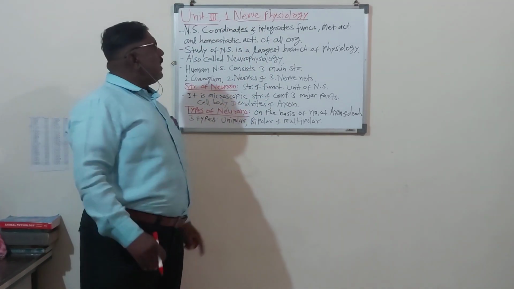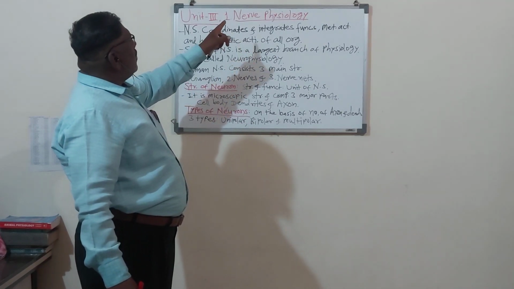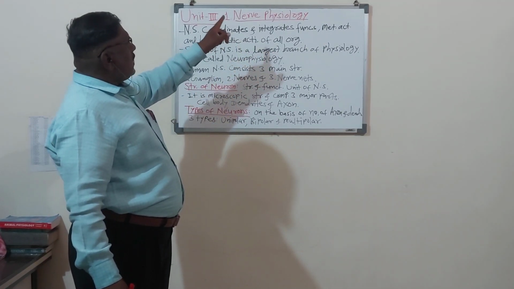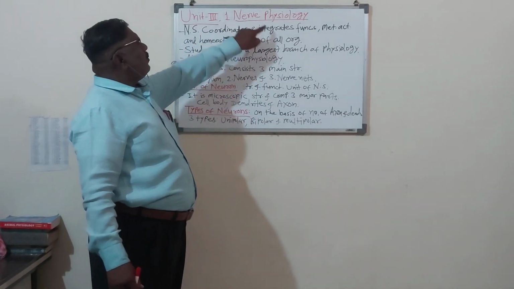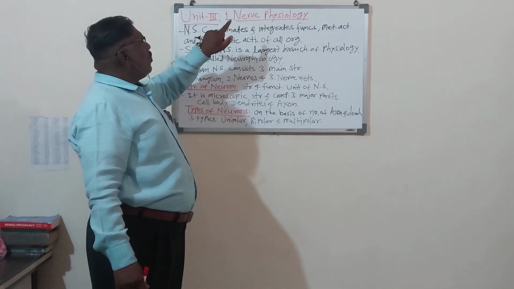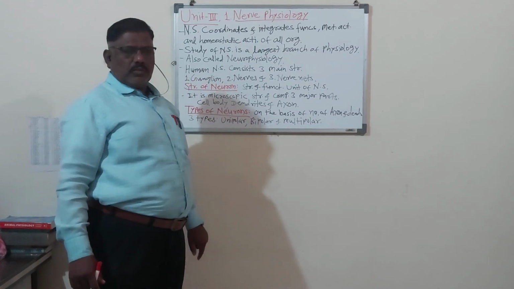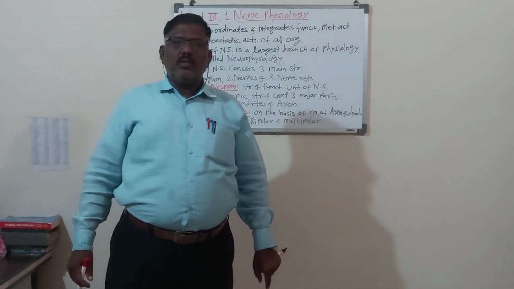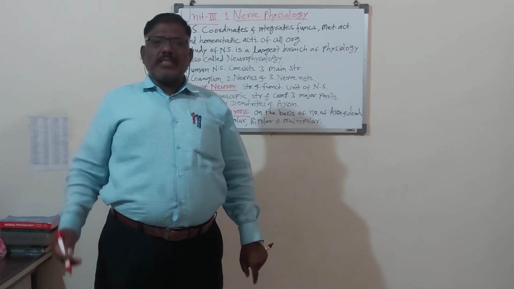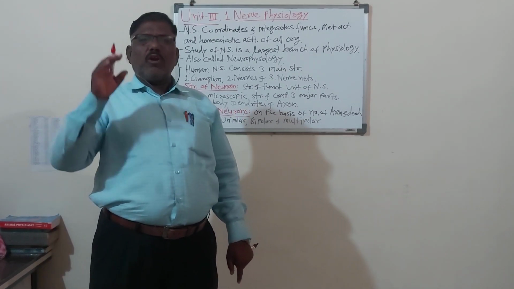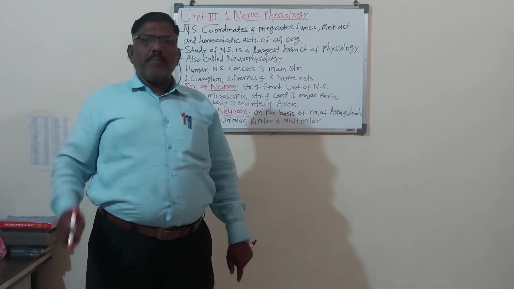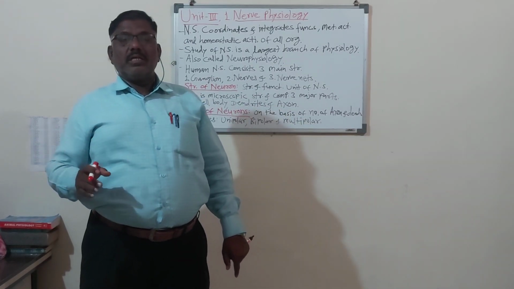And you know that whenever we study a new chapter, with the title nerve physiology, we should first define what nerve physiology is. We are studying physiology. Name of the paper is physiology. Number of paper is 6. Remember these things.